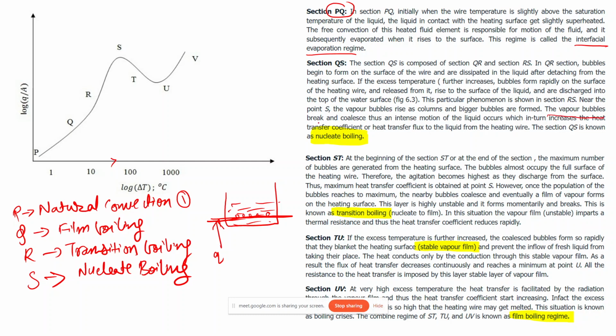The vapor bubbles break and coalesce, thus an intense motion of the liquid occurs, which in turn increases the heat transfer coefficient or heat transfer rate or heat transfer flux from the heating wire. So this section QS is known as nucleate boiling. In this boiling curve, this entire section is nucleate boiling, and prior to this, the entire section is natural convection.